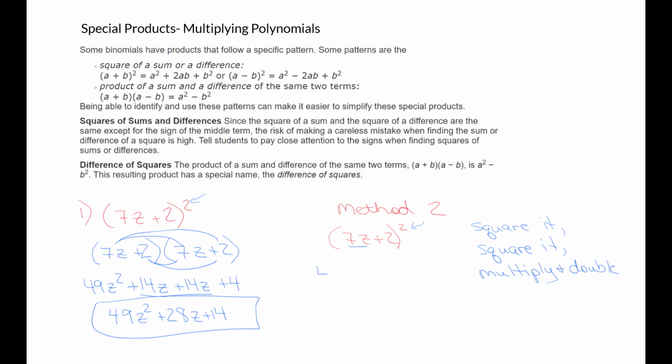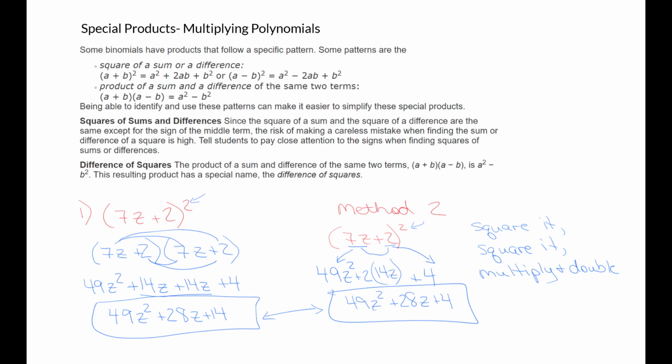Okay, so what that means is this. I'm going to square this, which would be 49z squared. I'm going to square this 2, so 2 squared is a positive 4. Now the multiply and double: I'm going to multiply 2 times 7z, and I would get 14z, and then I'm going to double that. So 49z squared plus 28z plus 4. You can see that these are the same exact thing.